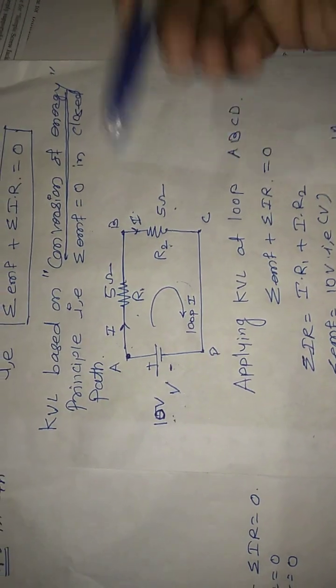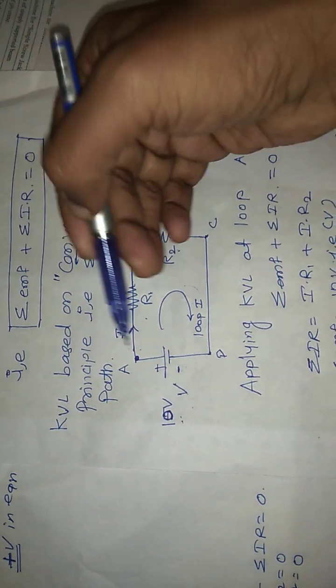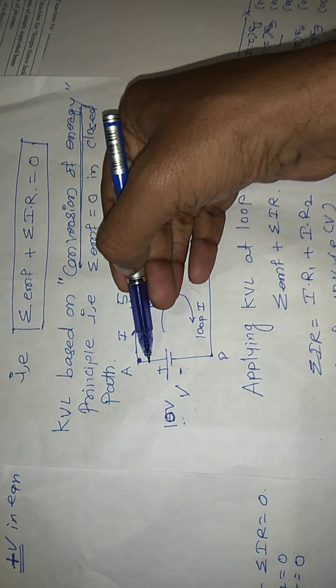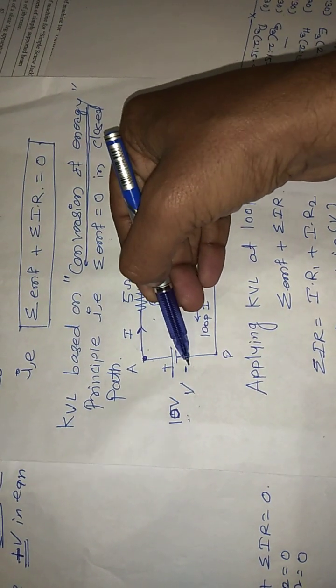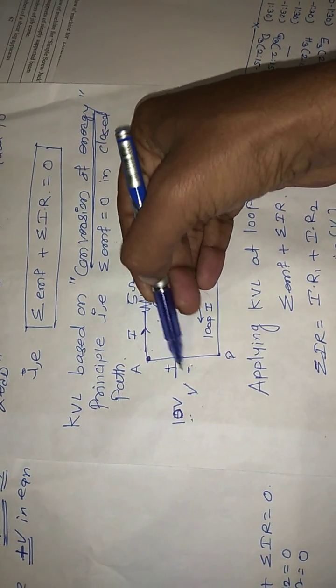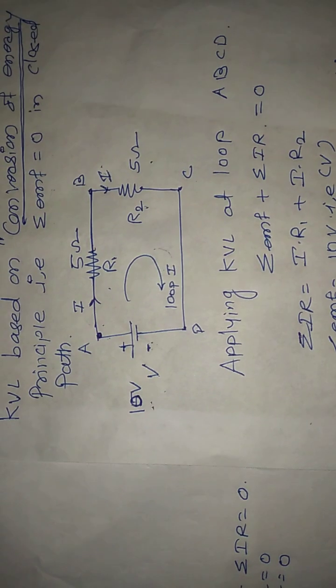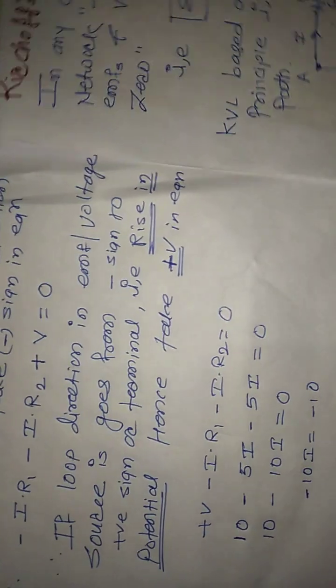And if the direction of the battery or the loop changes, meaning the loop direction is from positive to negative, that is a fall in potential, and you have to take the minus sign. So we are going to apply this sign convention and we can solve the problem.